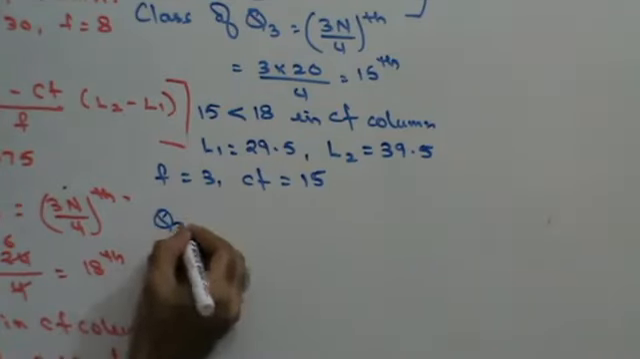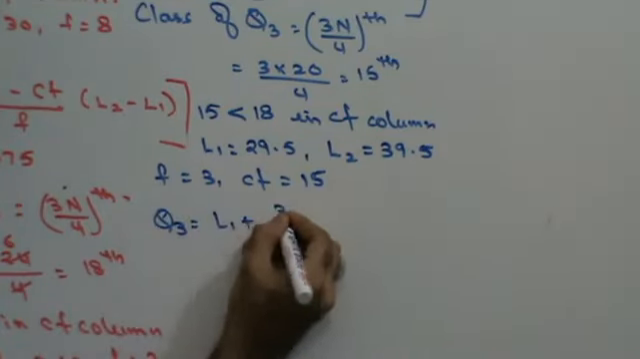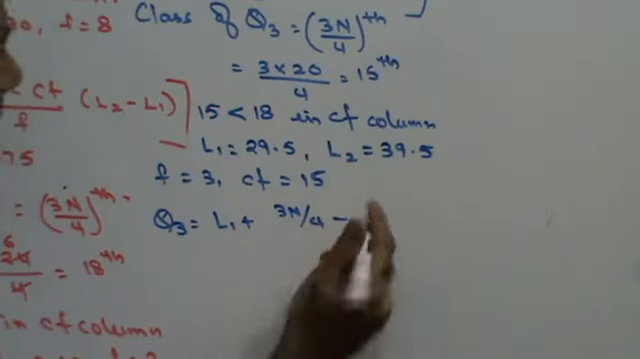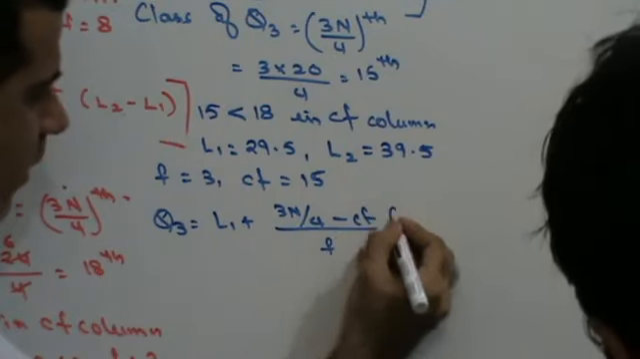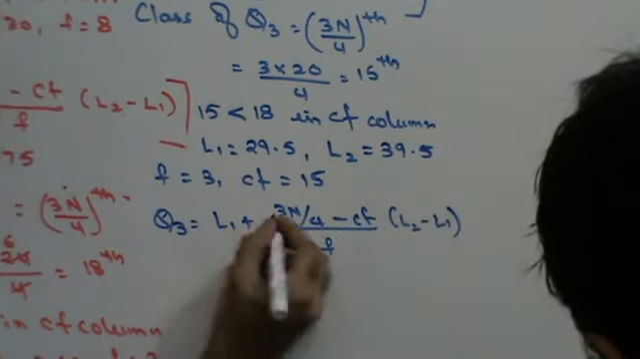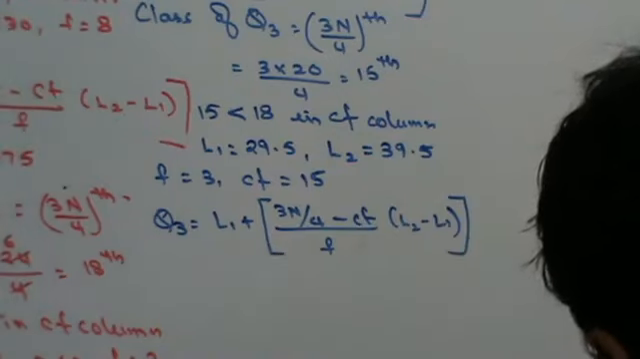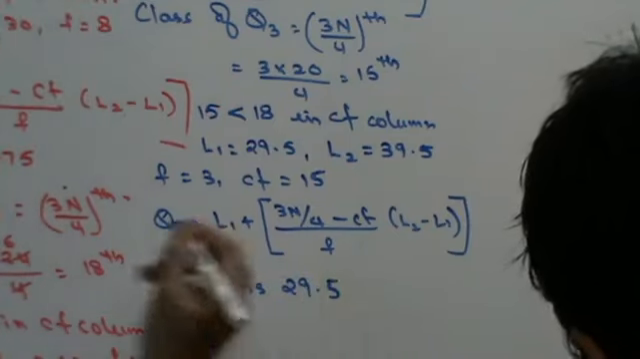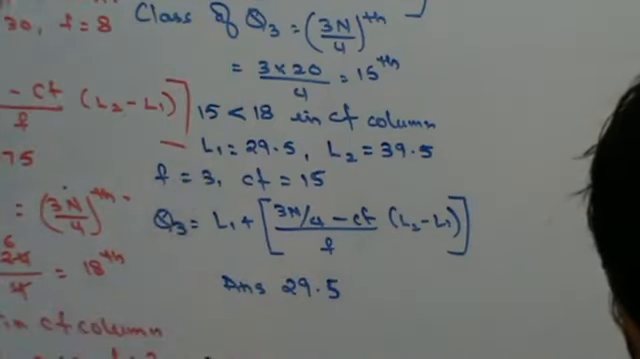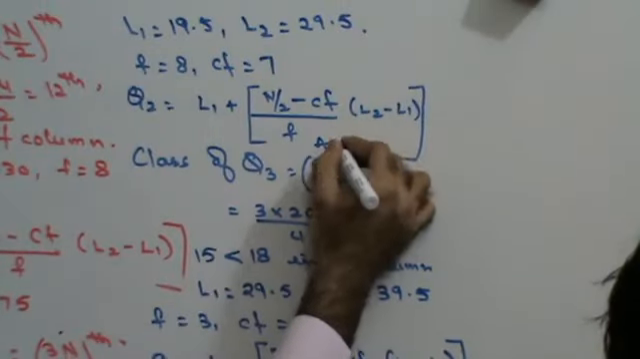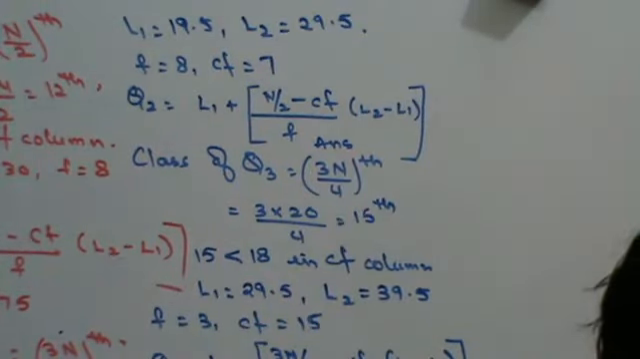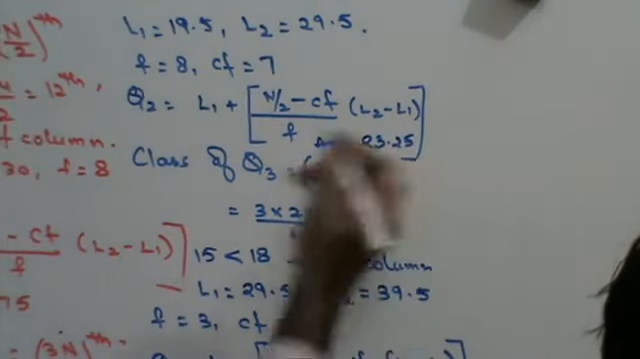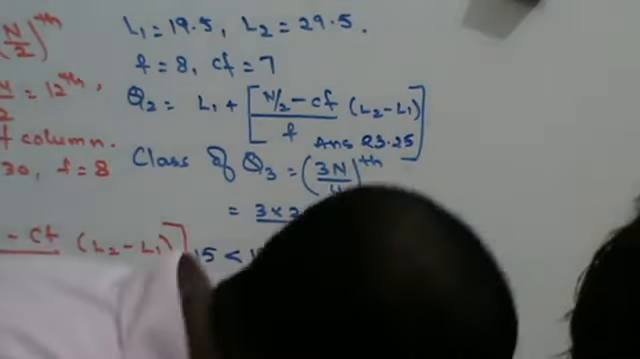So in that case I can say Q3 is L1 plus 3n by 4 minus CF upon F, times L2 minus L1. The answer for Q3 should be 29.5, and the answer for Q2 I will write here, the answer for Q2 should come to 23.25. Let's see another sum, guys.